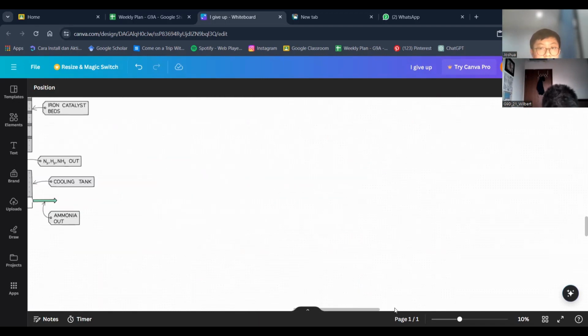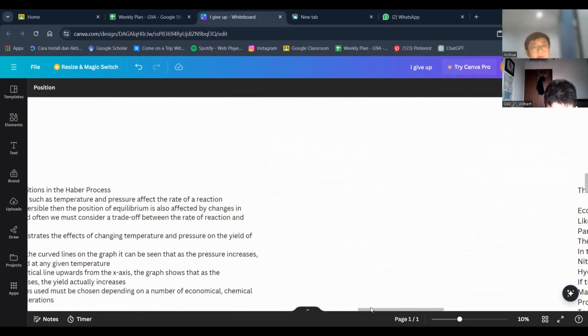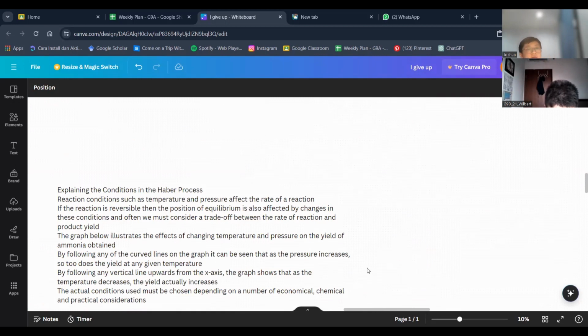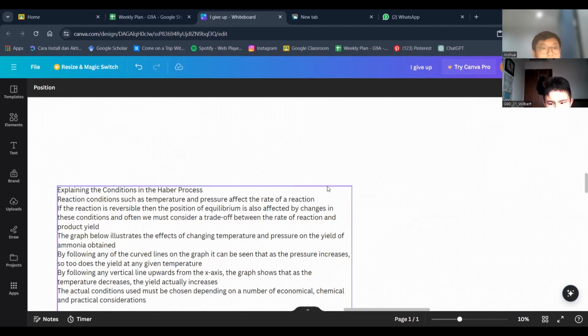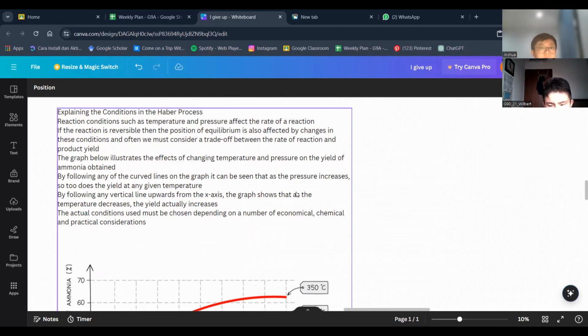Okay, so next is to finish up on the Haber process. Reaction conditions such as temperature and pressure affect the rate of reaction. If the reaction is reversible, then the position of equilibrium is also affected by changes in these conditions, and we must often consider a trade-off between the rate of reaction and production yield. The graph below shows the effects of changing temperature and pressure on the yield of ammonia obtained.